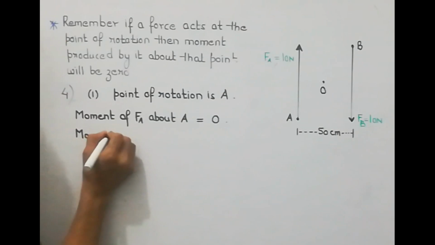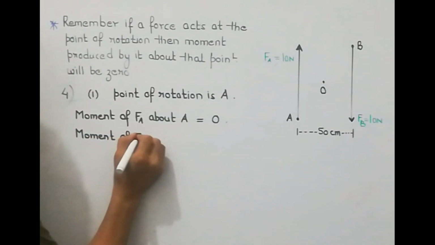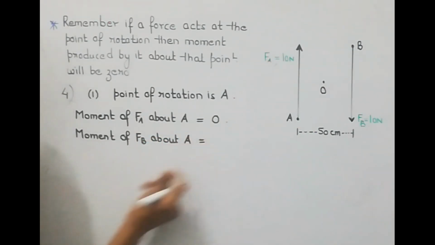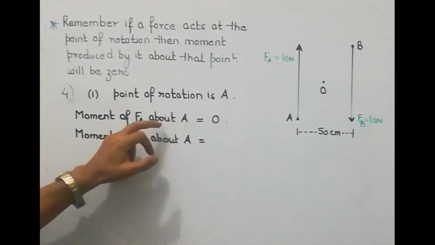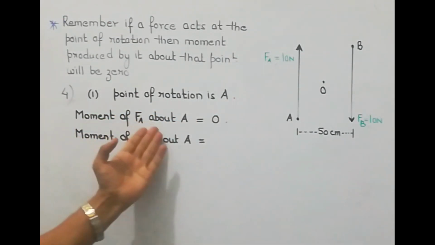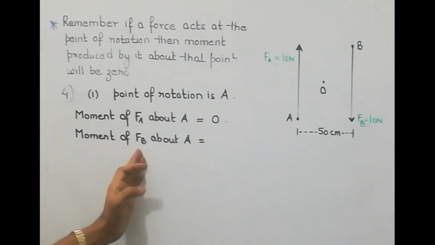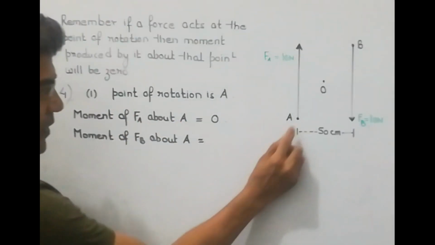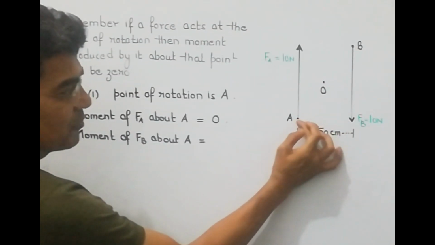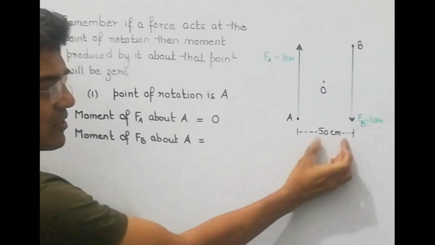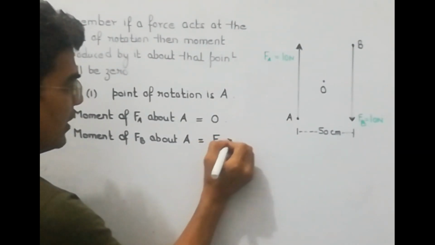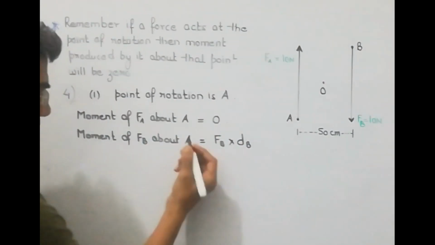Moment of Fb about A. Now here, for both the forces Fa and Fb, the point of rotation is A in the first part. So the moment of Fa will be 0, but the moment of Fb about A: now here see, this is the point of rotation, and how far is Fb from this A? Fb is at a distance of 50. So you're going to write it like this, Fb into distance B.